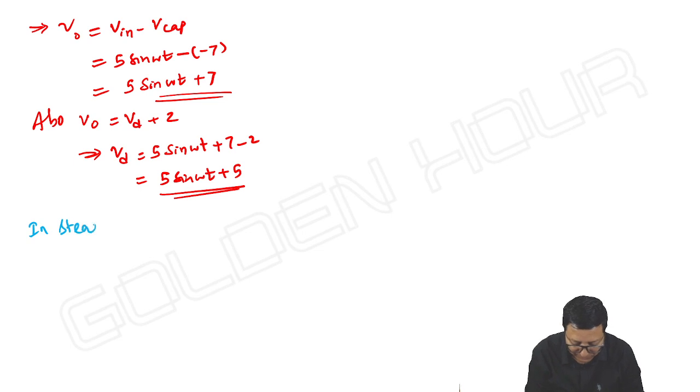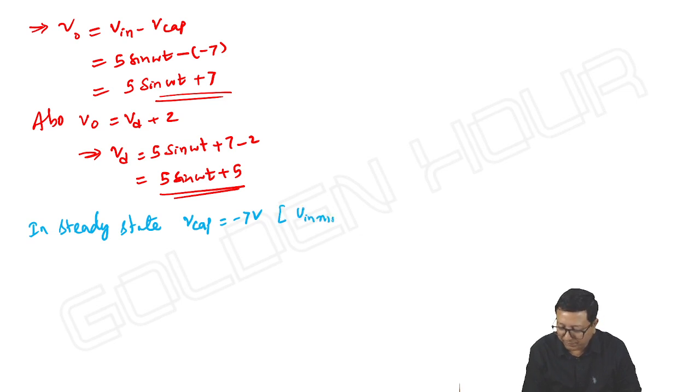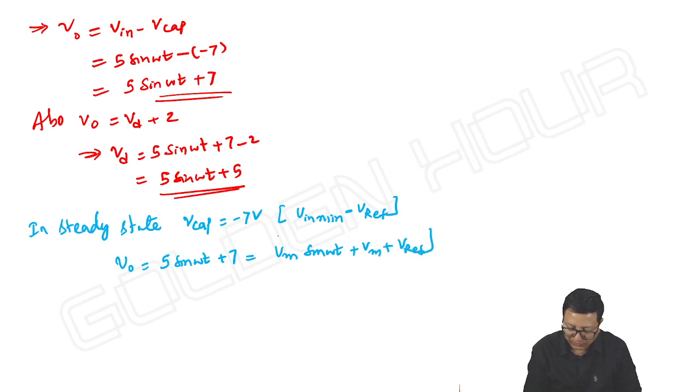In steady state, V capacitor is equal to minus 7. Also, we can write it like it is V input minimum minus V reference, and output is equal to 5 sin omega t plus 7. Generalizing it, it is like Vm sin omega t plus Vm plus V reference. That's it. This is how we can conclude the result.